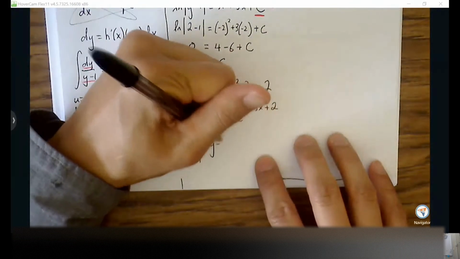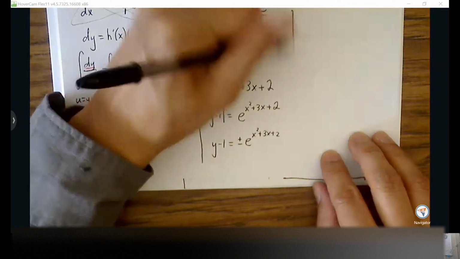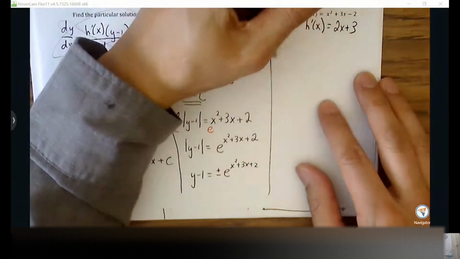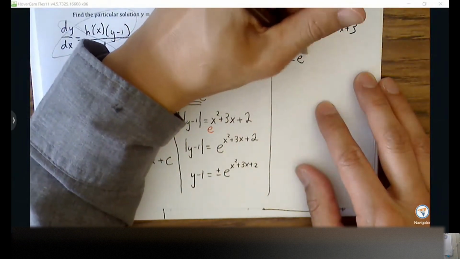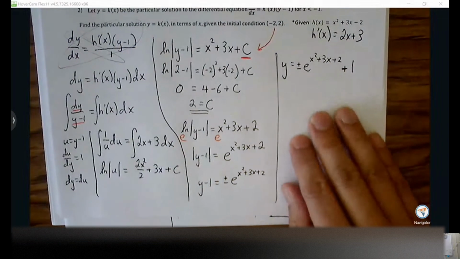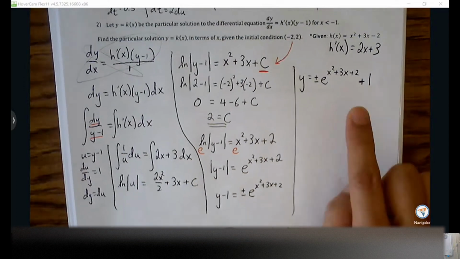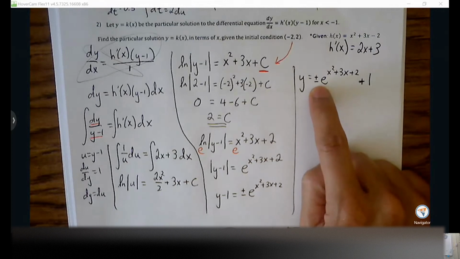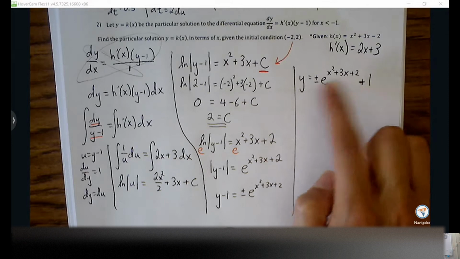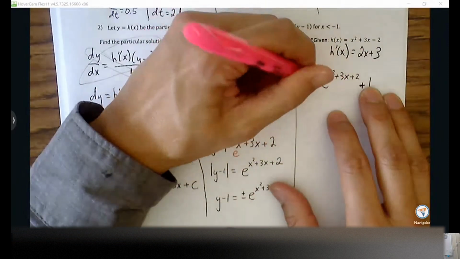Drop the absolute value, but we got to account for it with a plus or minus on the right side. Add the 1 to the other side. Okay, so now you see how there's a plus or minus? We have to resolve it because these are really two separate solutions. And again, the way that we tell which ones to keep, especially if we're dealing with a plus or minus, is you look at the y value.